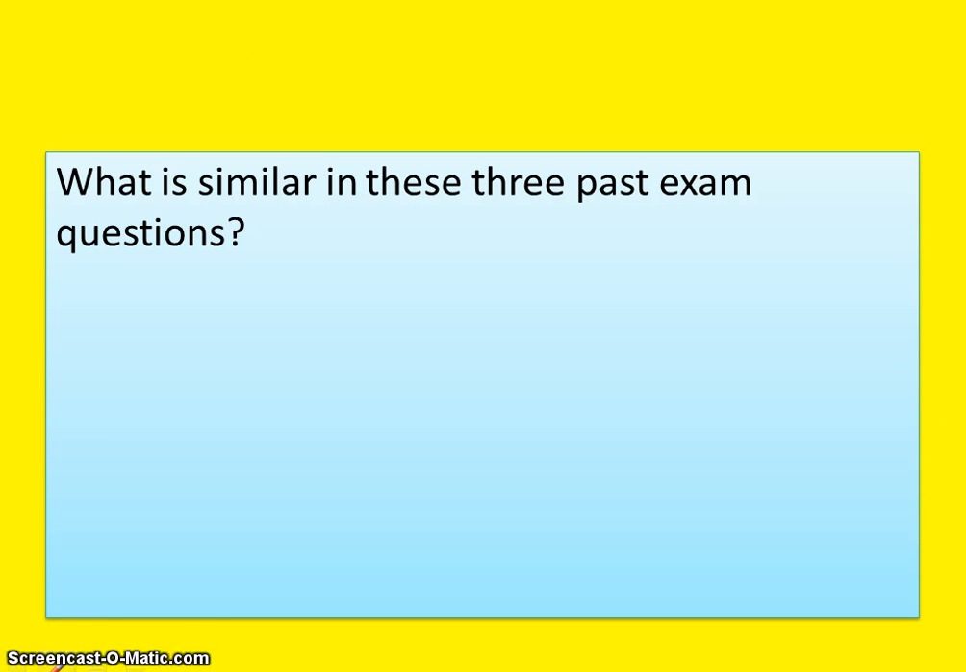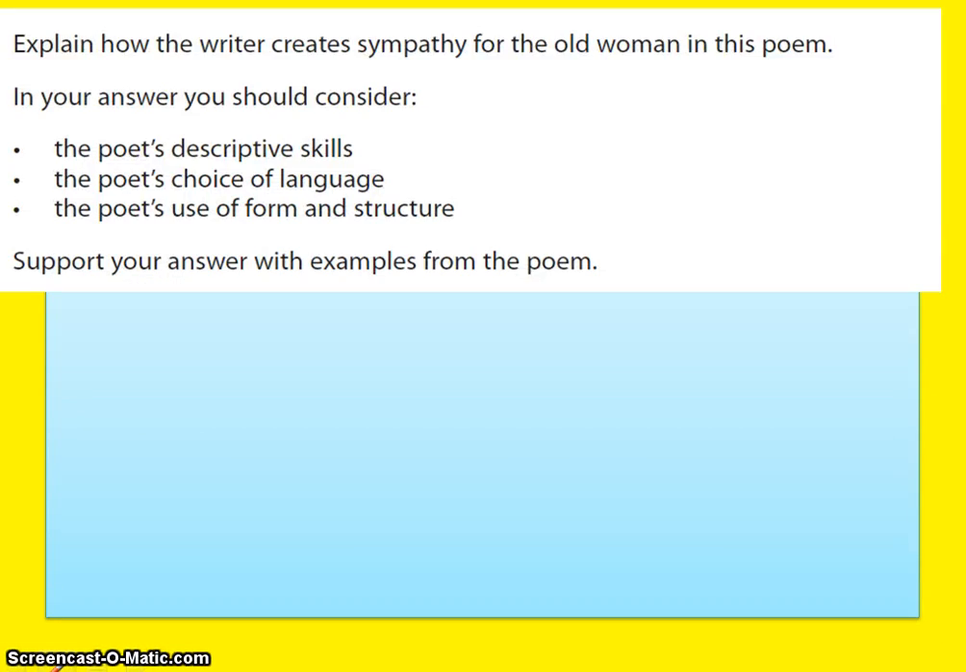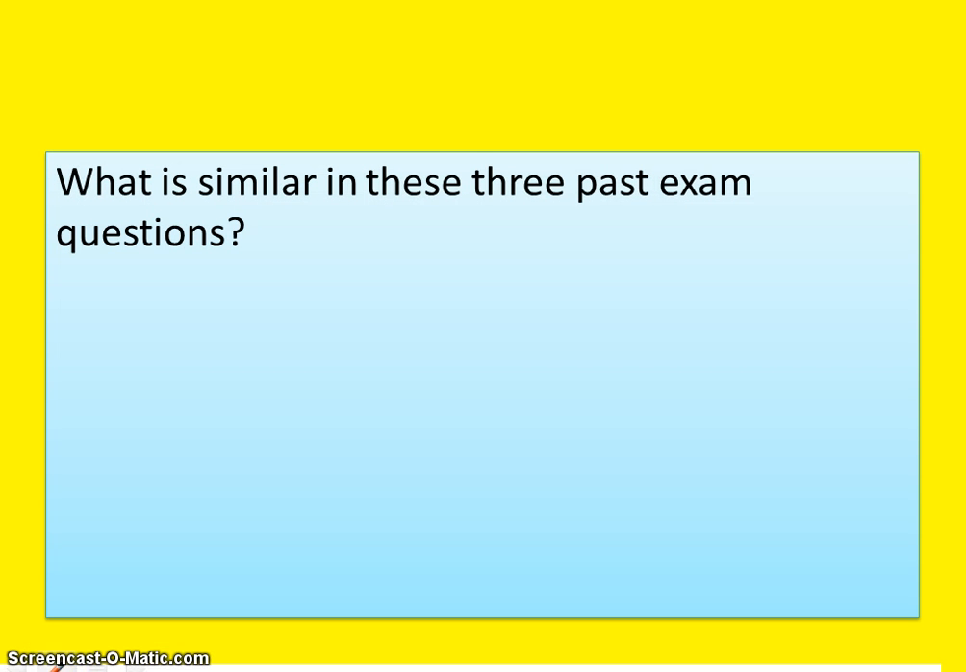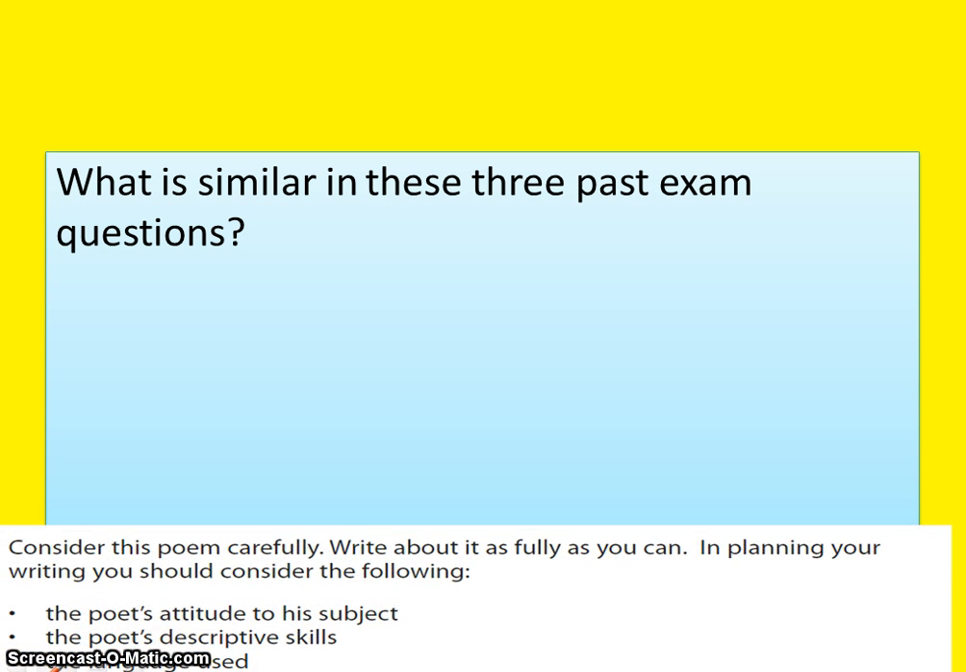Now, take a look at these 3 past exam questions. I'm going to work with the poetry because that's what my classes have been working with. Explain how the writer creates sympathy for the old woman. Consider descriptive skills, language, form, and structure. Consider this poem carefully. Write about it as fully as you can. So this is a bit more vague, but they do give you the bullet points.